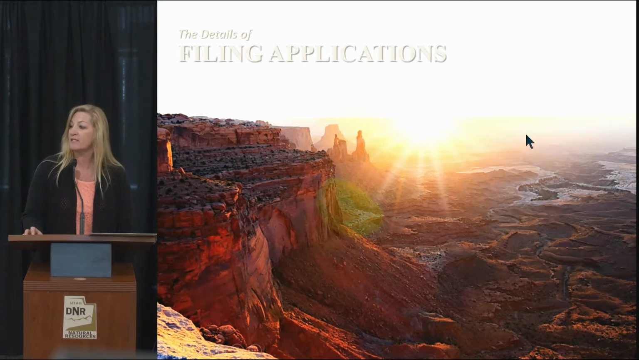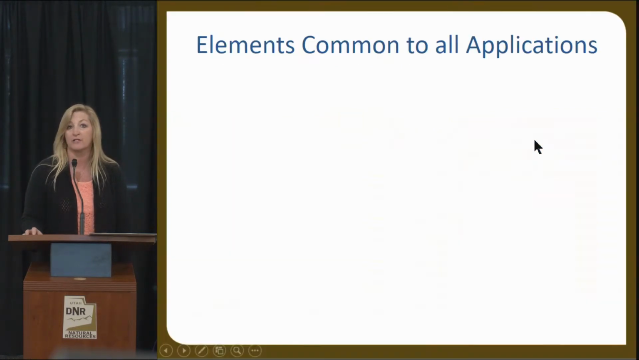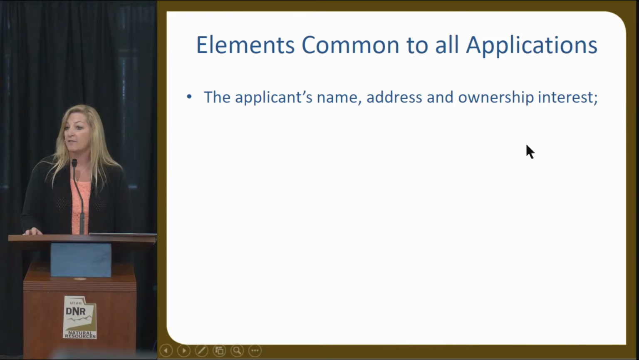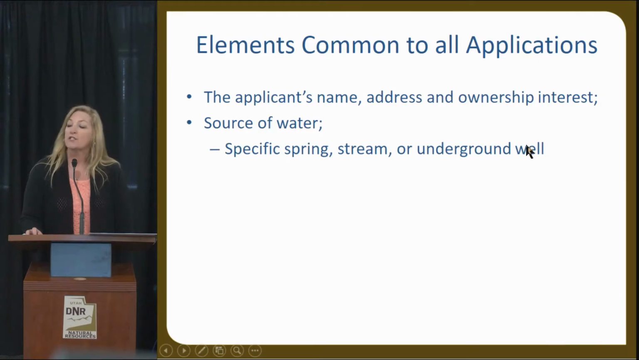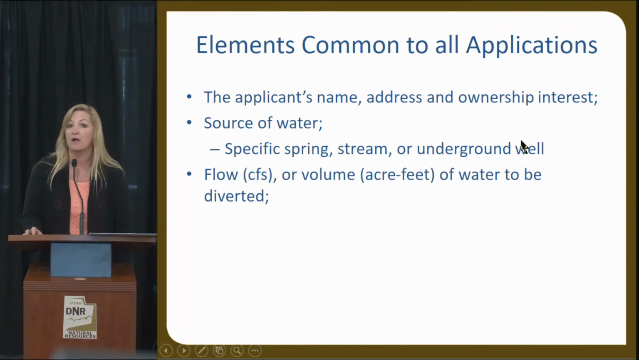So what type of details do you need to file an application? There are elements common to all applications that we do require. We have to know the applicant's name, their mailing address, and if there's more than one owner on this water right, we need to know what their interest is for that water right. We need to know the source of water. Are you wanting to put a pump directly in the river, or is there a spring that you're wanting to develop, or are you wanting to drill a well? That is a very big part of your application.